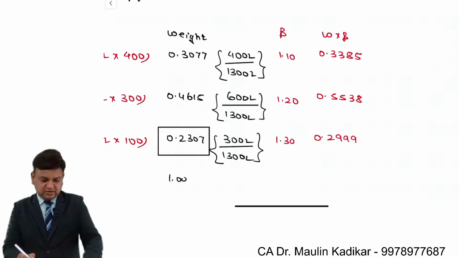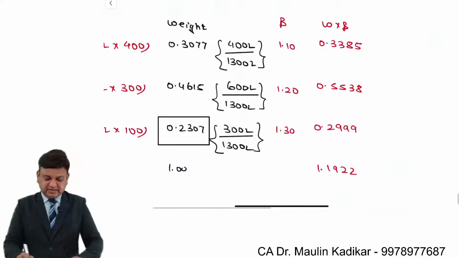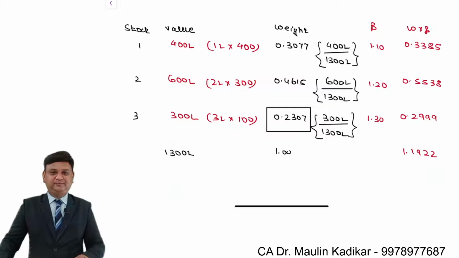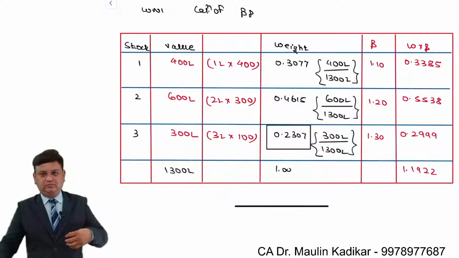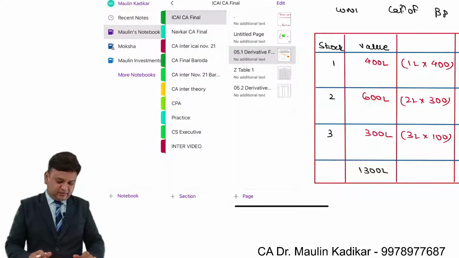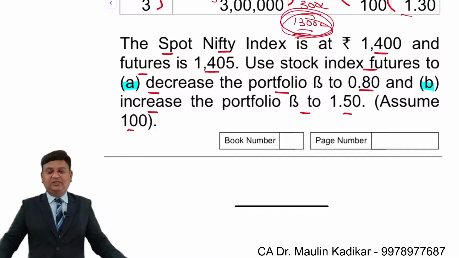3385 plus 5538 plus 2999, so 1.1922. That is the way we are supposed to compute first of all the beta of the portfolio. So the beta of the portfolio is calculated by us. It is 1.1922. And there are two questions provided to us. I want you to tell me the answer in the chat box: what would be the answer for both the questions.